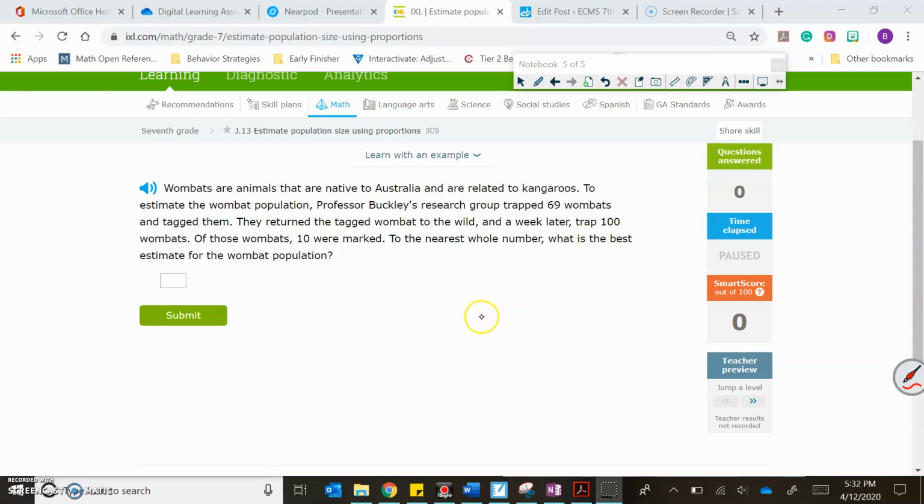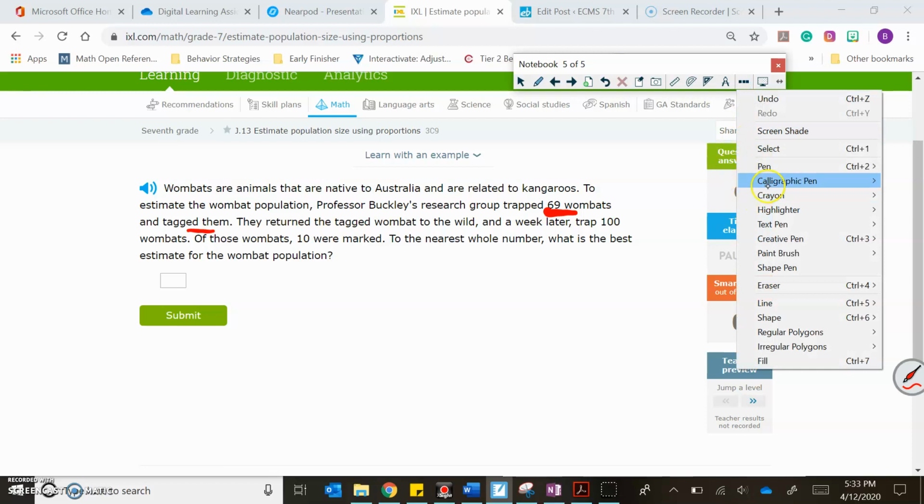It says that wombats are animals that are native to Australia and are related to kangaroos. To estimate the wombat population, Professor Buckley's research group trapped 69 wombats and tagged them. So this is just like what we saw in the videos. They returned the tagged wombat to the wild and a week later trapped 100 wombats. Of those wombats, 10 were marked. To the nearest whole number, what is the best estimate for the wombat population?